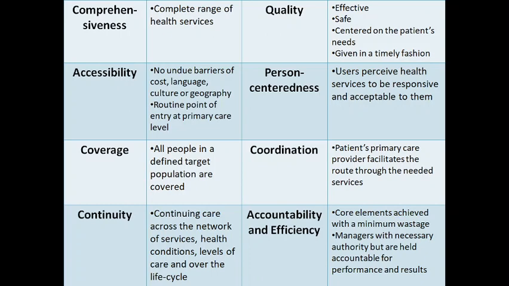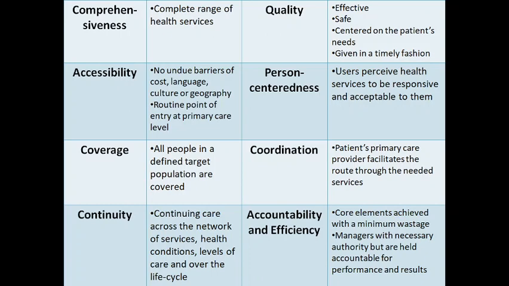The fifth attribute is quality, and we will be talking more about this later on. But basically, it's about being able to provide effective, safe, patient centered services given in a timely fashion. The sixth attribute, which is person centeredness, is very much related to quality, wherein the users perceive health services to be responsive and acceptable to them.